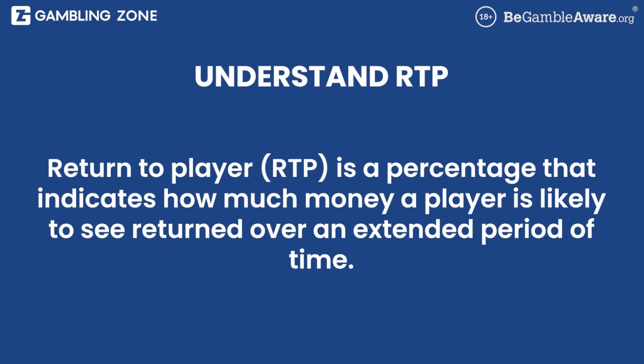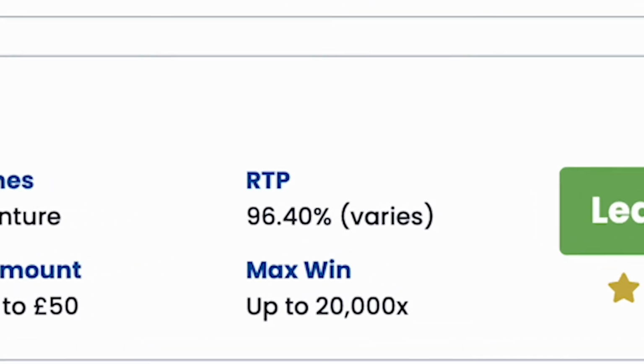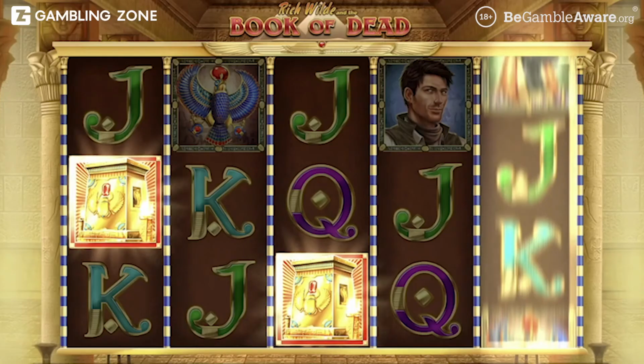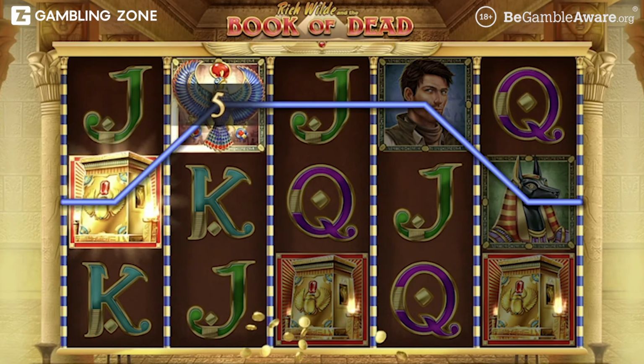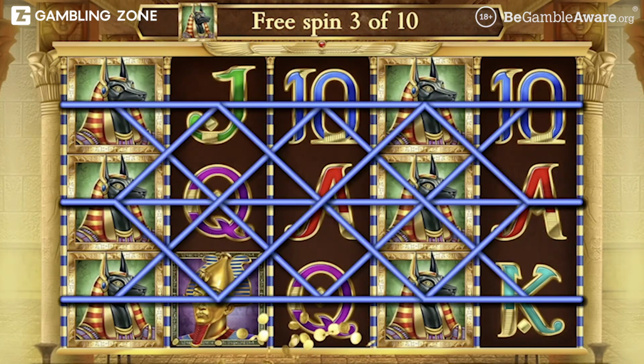RTP stands for return to player and is a theoretical percentage that indicates how much money a player is likely to see returned over an extended, undefined period of time. Slots with higher RTPs should return more money to players over a period of time. This does not mean they ensure more wins, but it does mean that, theoretically, you will be able to play for longer as you will not be losing so much in the long term.